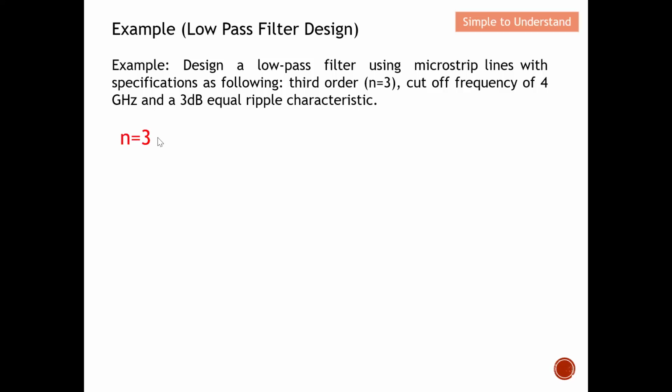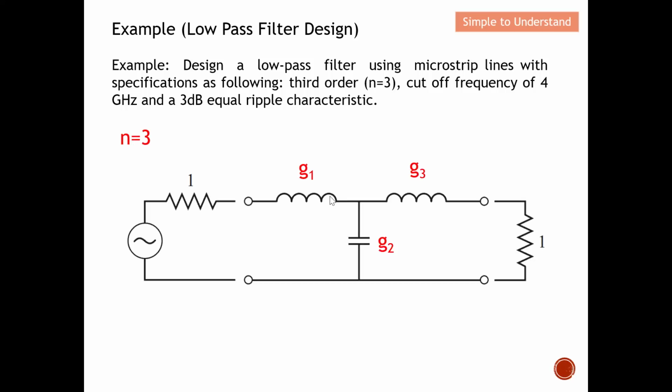Firstly, we are given the information on the order of the filter, which is 3. So I know that I need to have 3 lumped elements, L and C. Whether the capacitor is on the left or on the right doesn't matter, but the most important thing is that the series must be an inductor and the shunt must be the capacitor, which I have just explained earlier. So basically these are the G1, G2, and G3 values here.